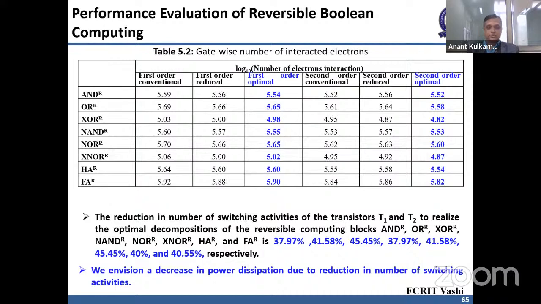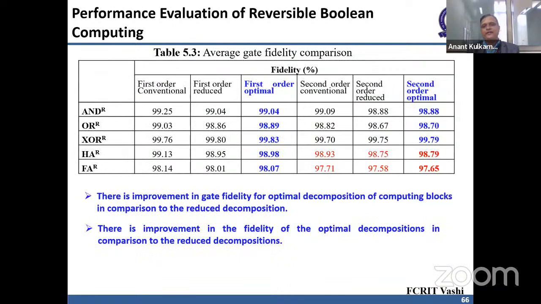These activities are also reduced. So we envision a decrease in power dissipation due to the reduction in the number of switching activities. So gate fidelity also improved. But what we observed as we go on increasing the complexity of the quantum gates, let it be utilization of quantum gates for the half adder and full adder, there is a bit of reduction in the fidelity, 98.79 and 97.65 for the full adder. This is a bit of concern. But if you again reduce the number of operations, this fidelity can be improved.